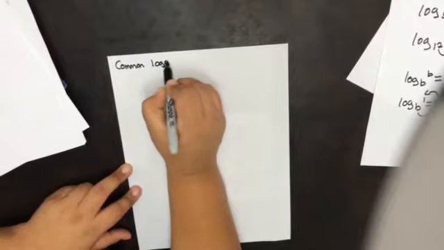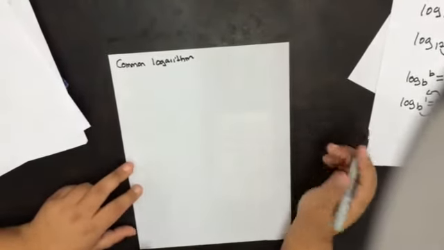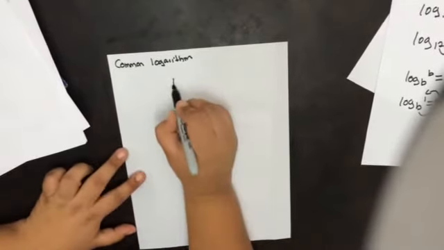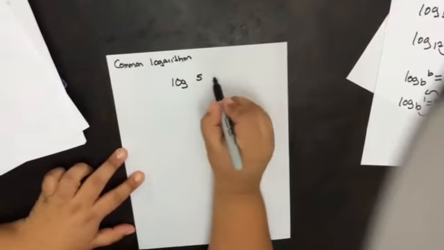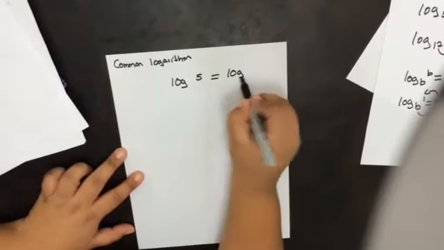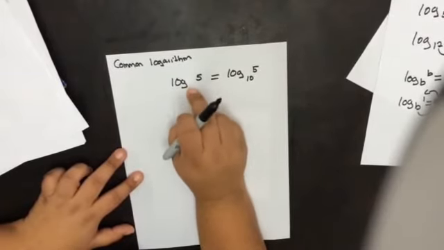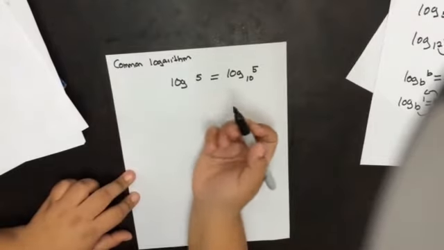We also have what is called a common logarithm. A common logarithm is a logarithm with base 10. So if you have log of 5, this is the same thing as having log base 10 of 5. So you're not going to see it, but it is actually there. It's a base 10. So now let's evaluate logarithms.